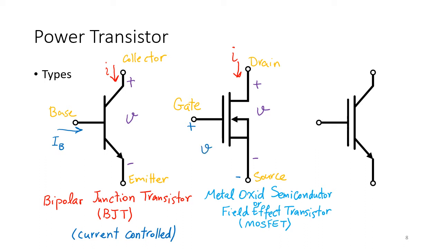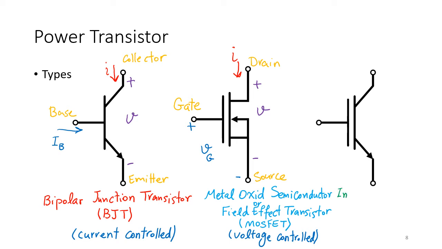But this time, we use the voltage. And believe me, it's a big advantage for this kind of switch. So it is voltage controlled. The third one, on the right, is actually the newest and the most common nowadays in industry. It's used more than the other ones.